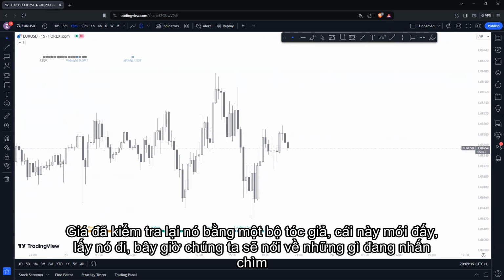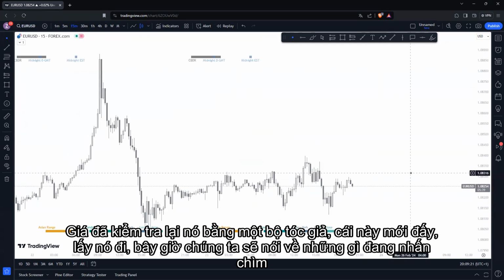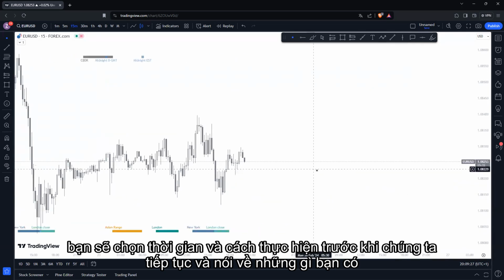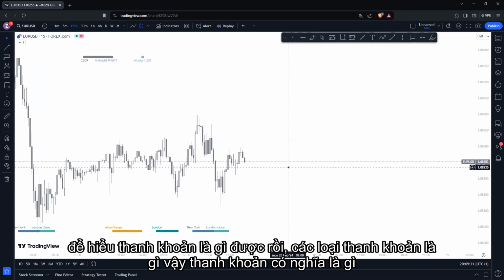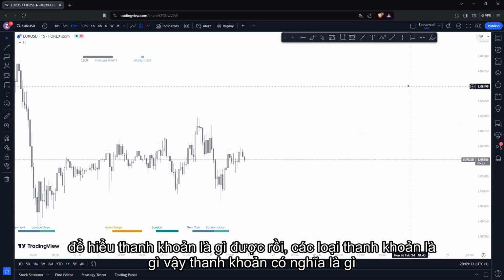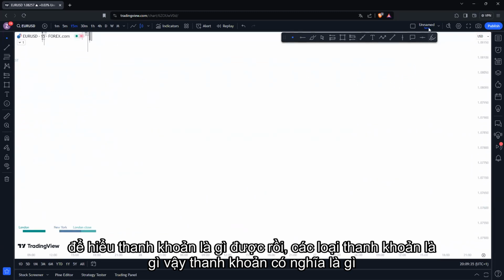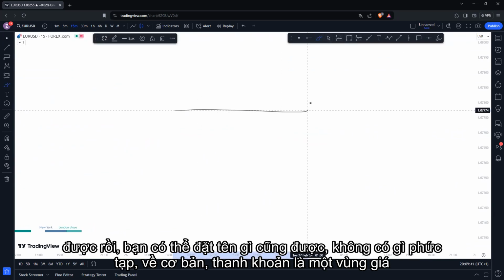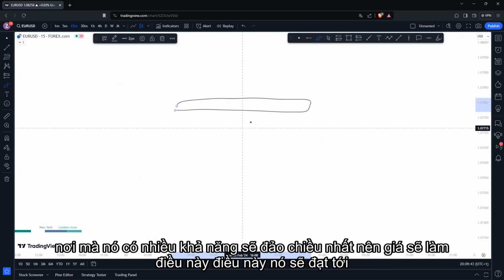Okay, so now we're gonna talk about what engulfings you're gonna pick at what time and how to execute. Before we go ahead and talk about that, you have to understand what is liquidity. What are the types of liquidity? What does liquidity mean? You can name it whatever. It's not something complicated. Liquidity is basically a zone of price where it's most likely gonna reverse from.